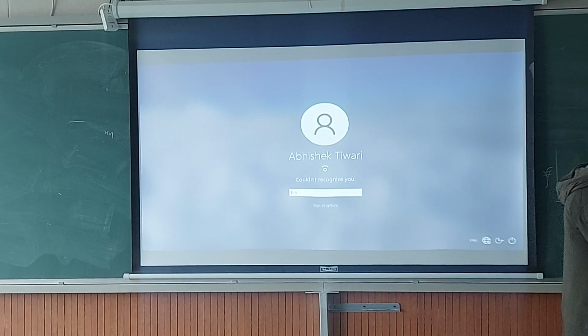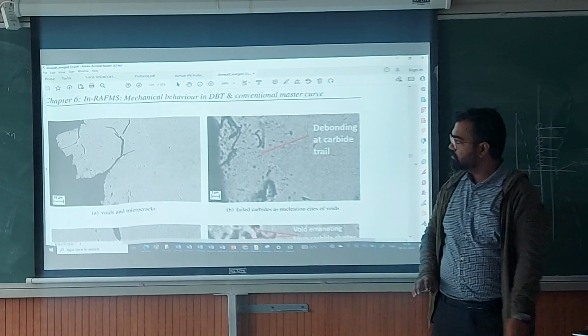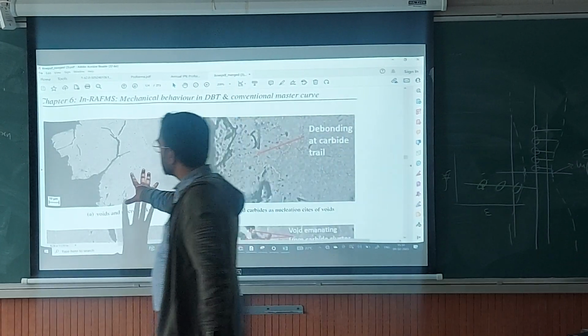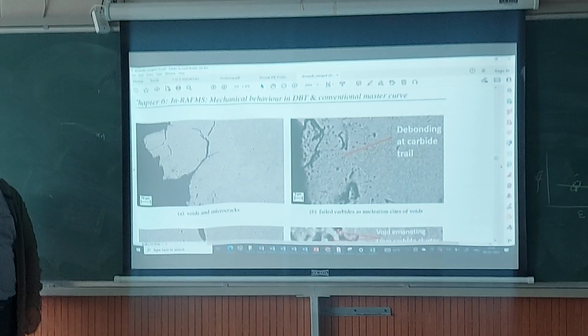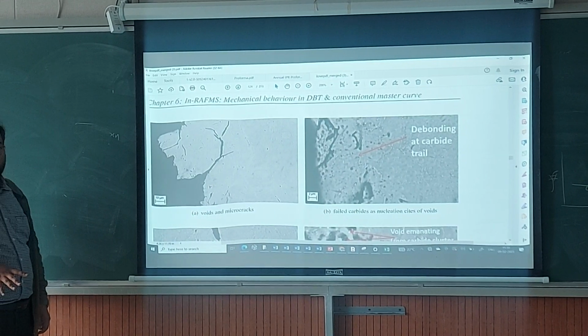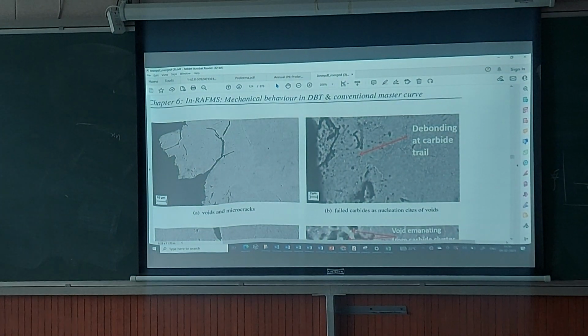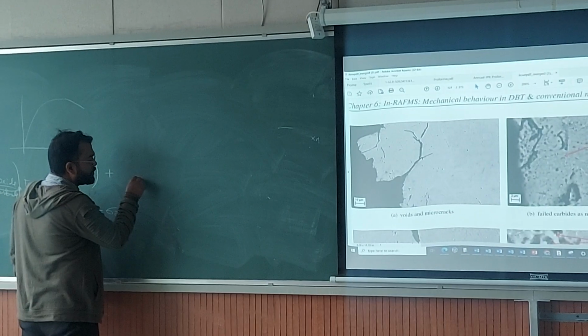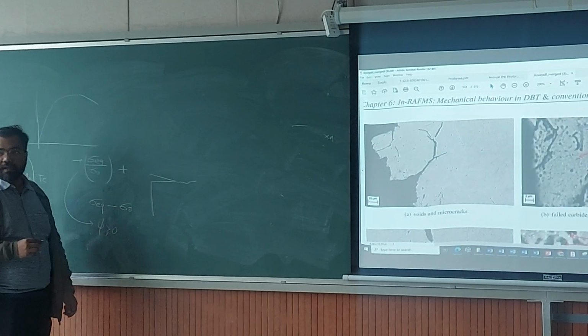Bolo, what could be the other way? So what is this? What are you looking at? Can you? Crack initiation? No. It's a sample which already had a crack. Okay, so it was a fracture sample. So you already had a notch and then a crack propagated.